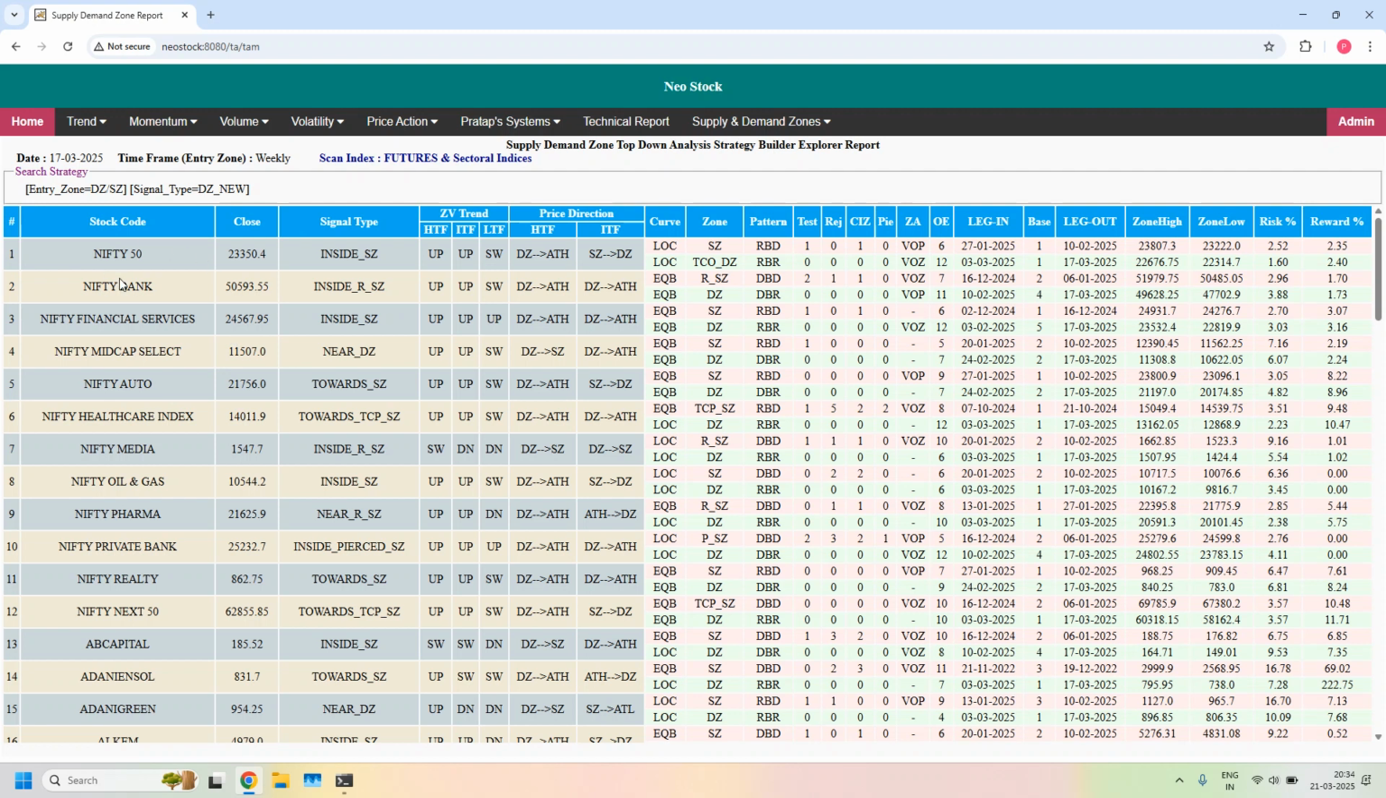So we got newly created weekly demand zones in Nifty and Nifty Bank, Nifty Financial Services, Nifty Midcap Select, Nifty Auto, Nifty Healthcare, Nifty Media, Nifty Oil and Gas, Nifty Pharma, Nifty Private Bank, Nifty Realty, Nifty Next 50. So if we are displaying 17 indices, out of 17, 12 indices have weekly demand zones created during this week. Very interesting.